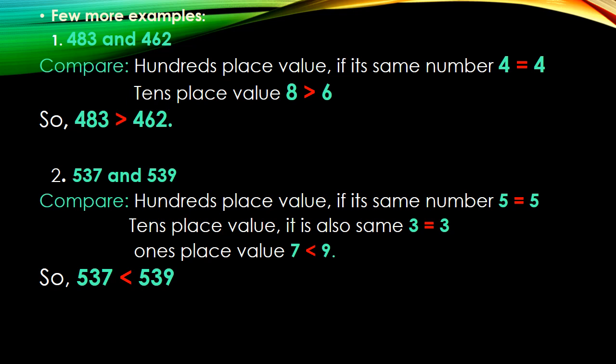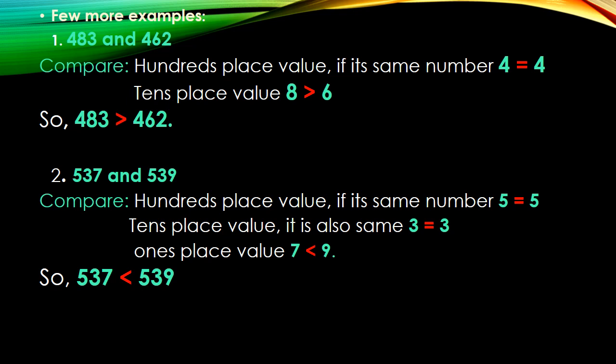Now let us compare 3-digit number with 3-digit number. In the first example, 483 and 462, first compare hundreds place value. If it's the same number, that is 4 equals 4, then go to tens place value. 8 is greater than 6. So 483 is greater than 462.